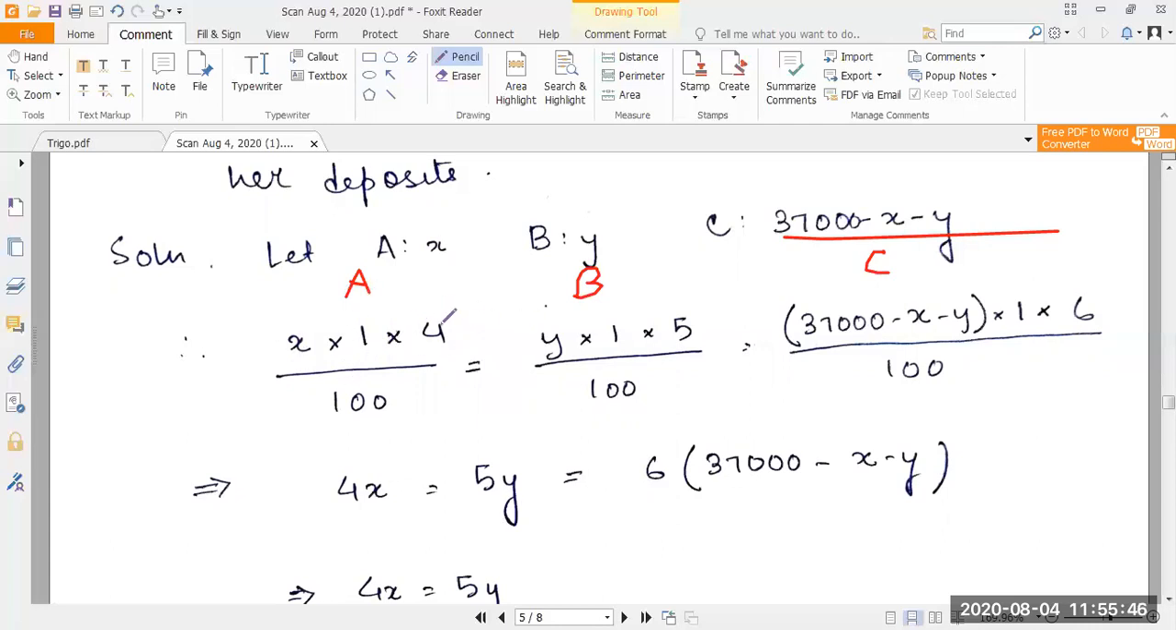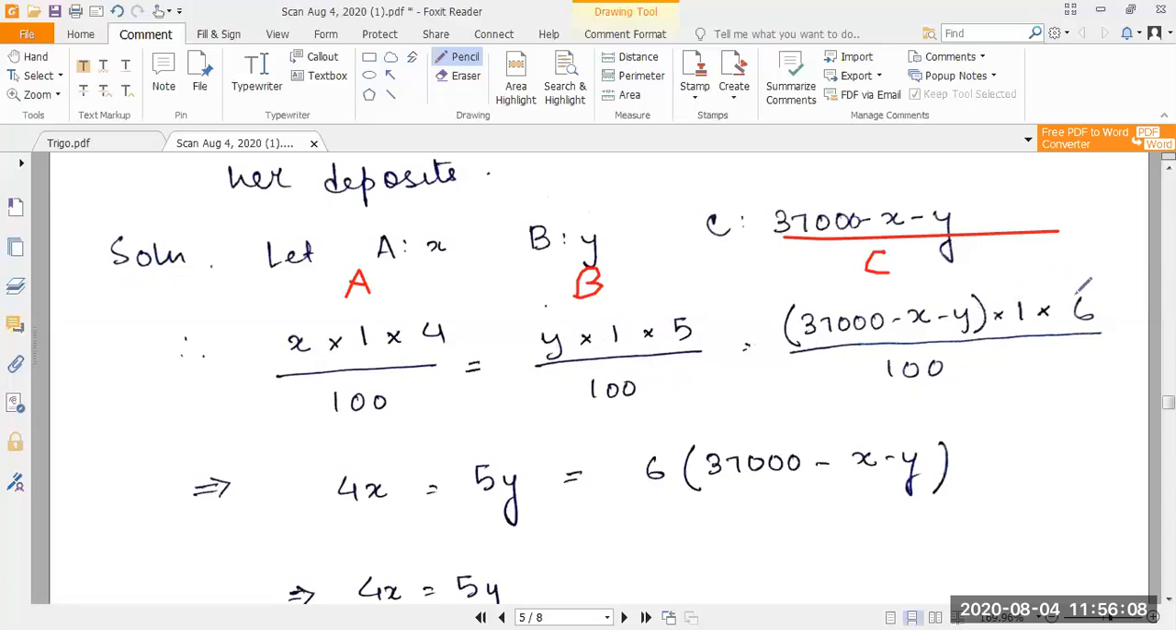Bank A gave Rita a simple interest of 4% PA. So it's PRT by 100. Similarly, in case of bank B, we have 5% PA interest rate, and the principal is Y, and the time is yearly calculated. So the T is 1. So it's PRT by 100 again.